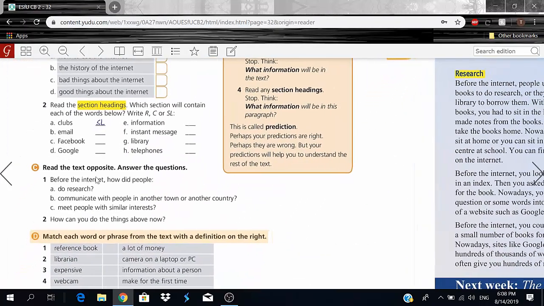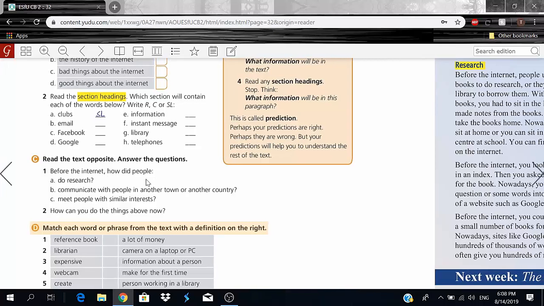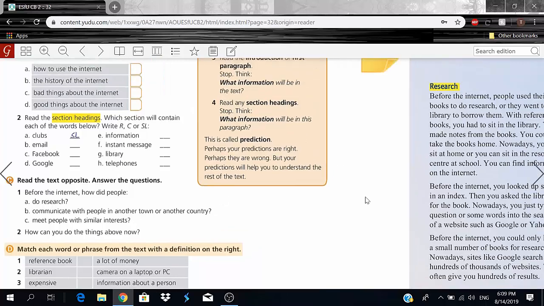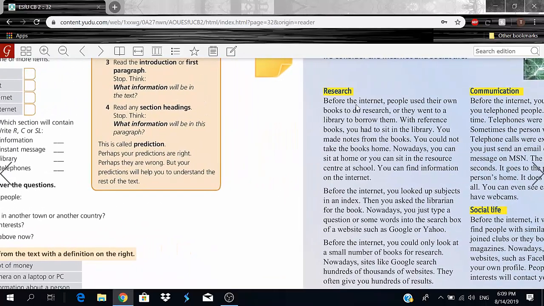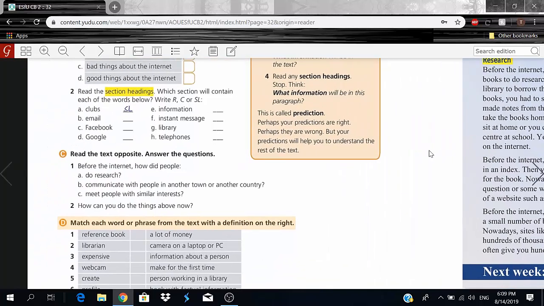Okay, so this is actually going to be really helpful. You read the question and then you have to go back and find the answer. Before the internet, how did people do research? Let's go back to the research section here. People used their own books to do research, or they went to a library to borrow them. With reference books, you had to sit in the library and you made notes from the books. That's how it was done.